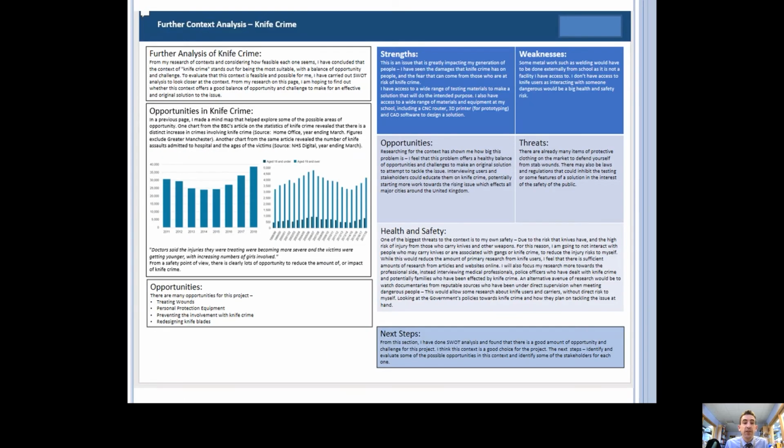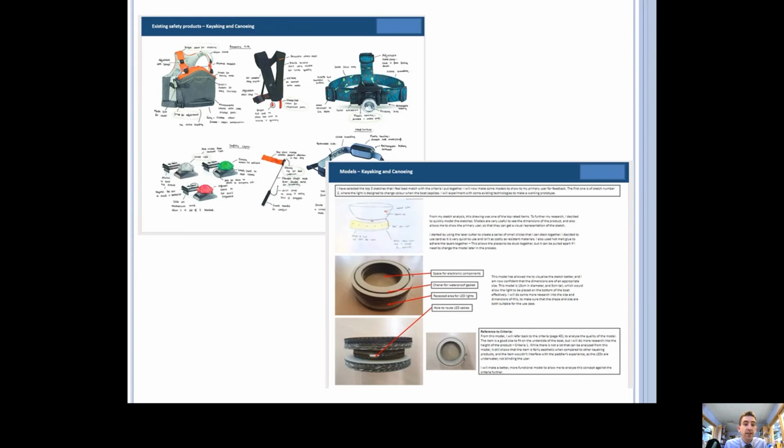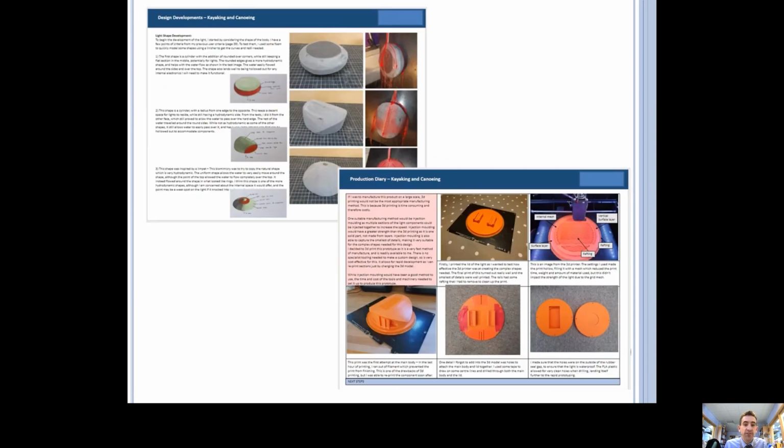I've got some example documents here from that project. So this is some real previous work. This student was looking at knife crime as a context and identifying problems with a view to maybe solving them around knife crime. Ultimately they didn't, but it was an interesting focus area. They ultimately looked at kayaking and canoeing and identified problems to do with visibility. And here are some examples of some analysis of existing products, some early modelling, that's core to the iterative process, and ultimately some more advanced prototyping, 3D printing, and ultimately realising a commercially viable solution.